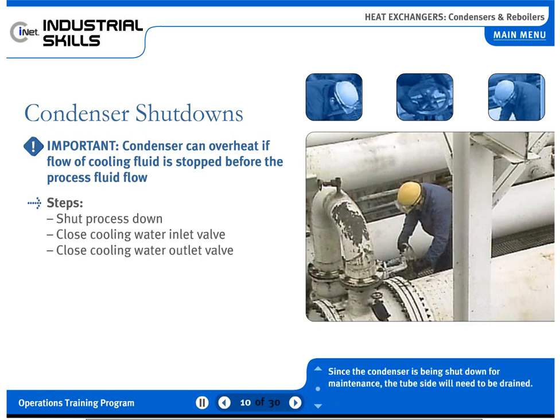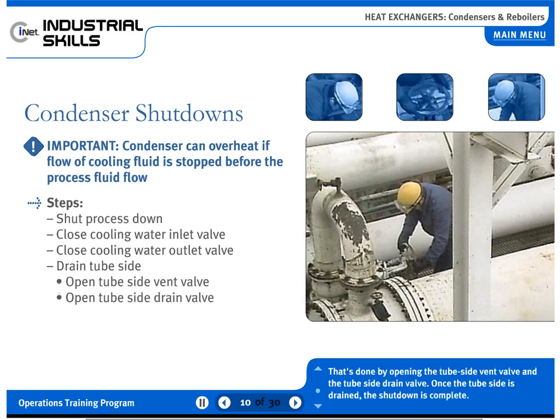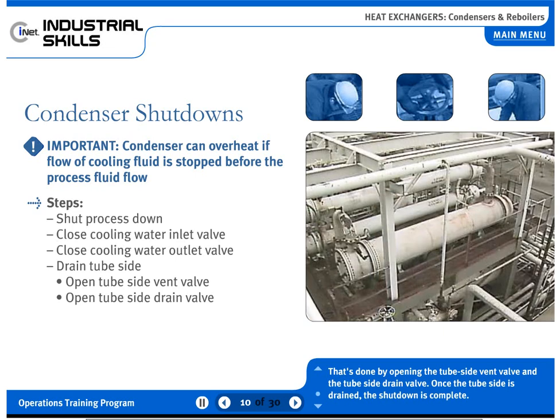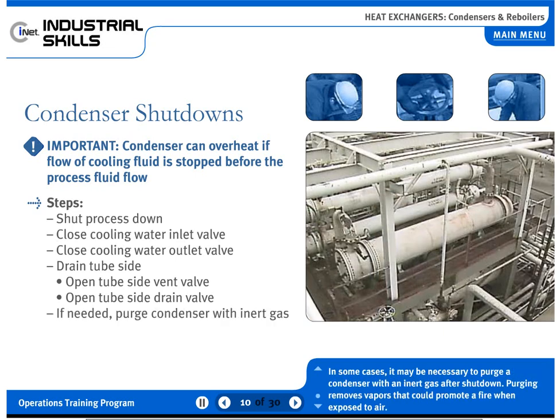Since the condenser is being shut down for maintenance, the tube side will need to be drained. That's done by opening the tube side vent valve and the tube side drain valve. Once the tube side is drained, the shutdown is complete. In some cases, it may be necessary to purge a condenser with an inert gas after shutdown. Purging removes vapors that could promote a fire when exposed to air.